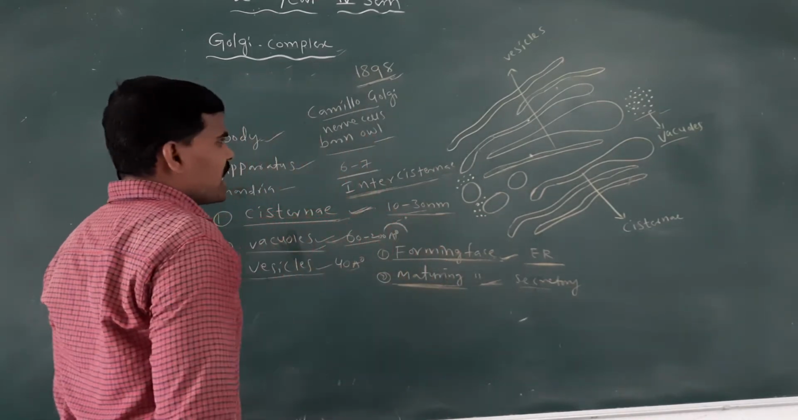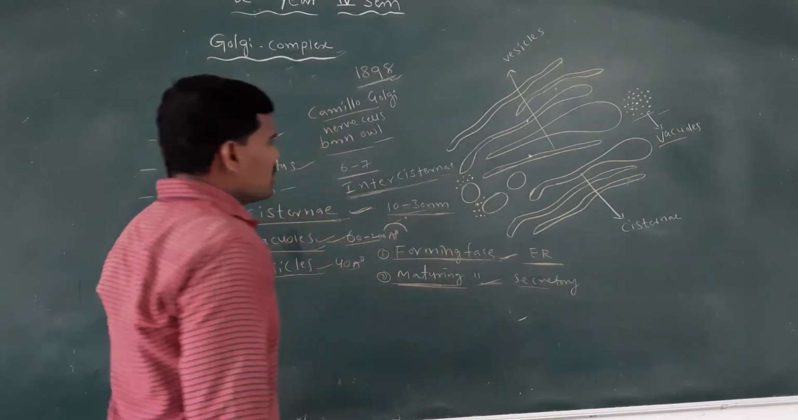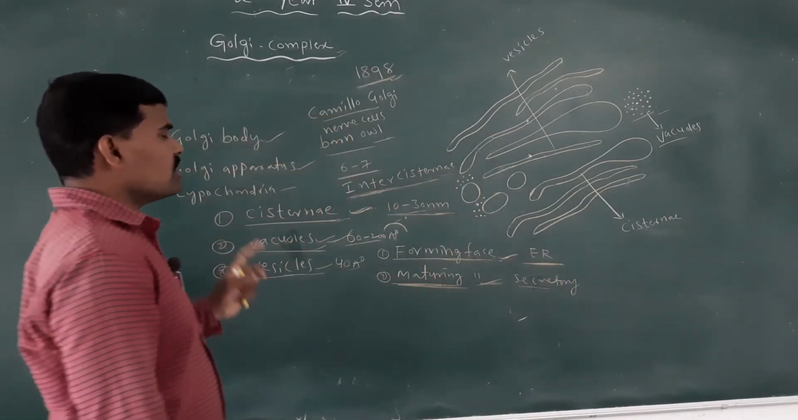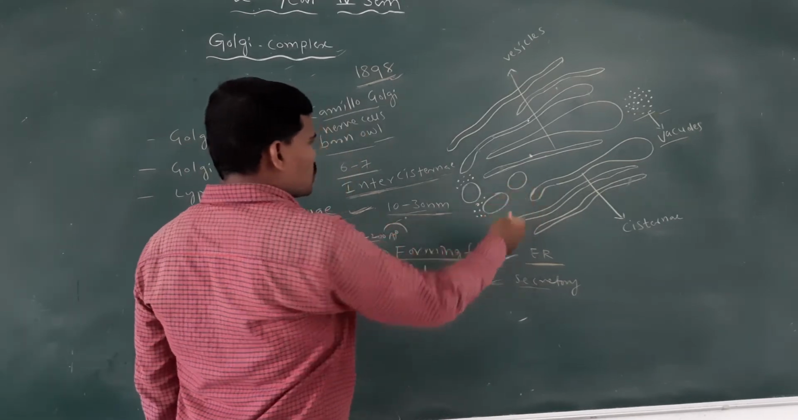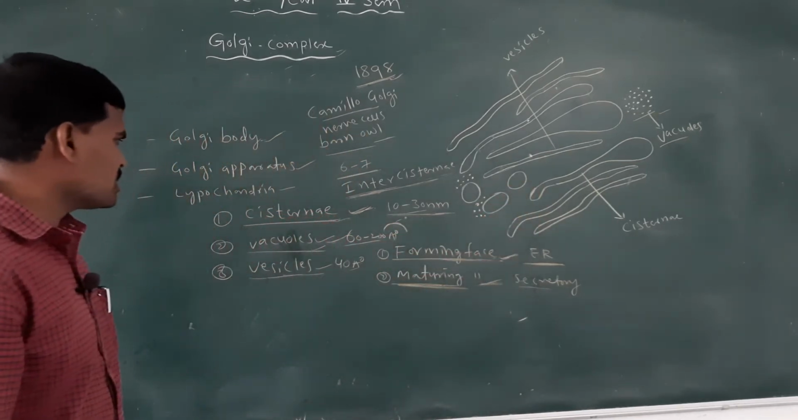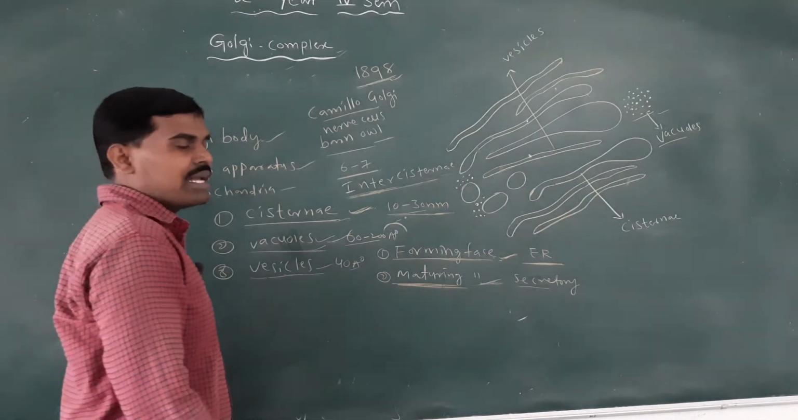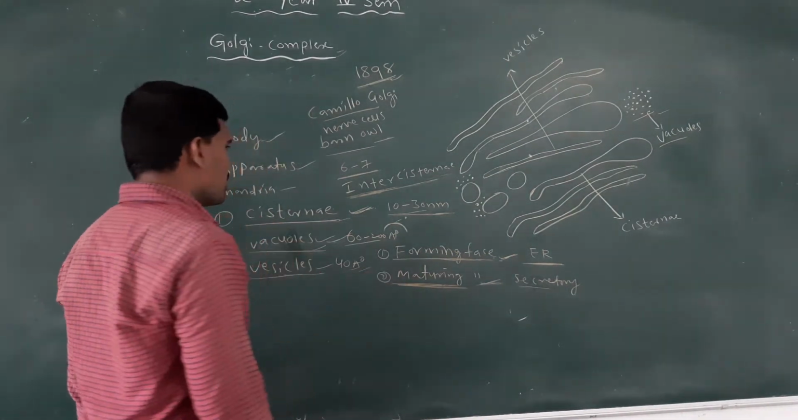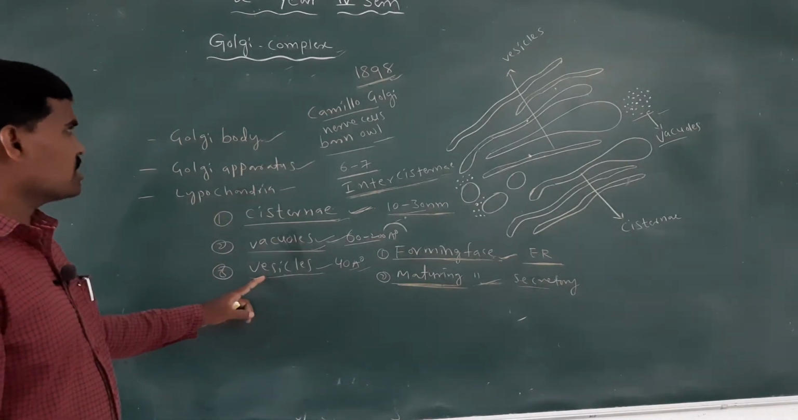Vesicles are closely associated with cisterns. Each one is the diameter of the vesicles, 40 angstroms in length.